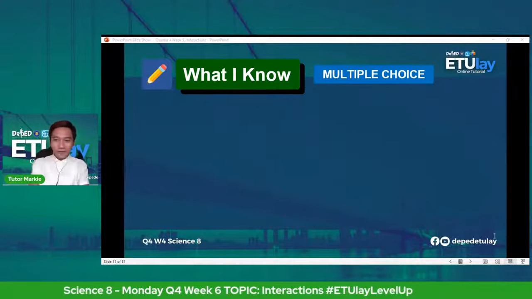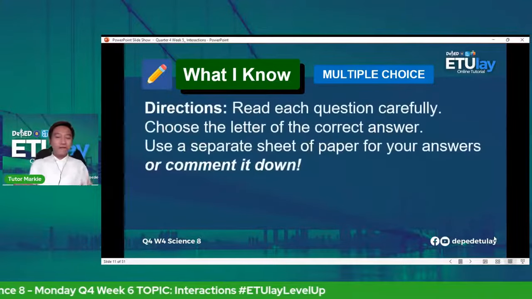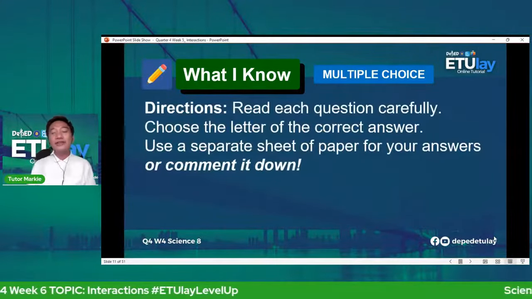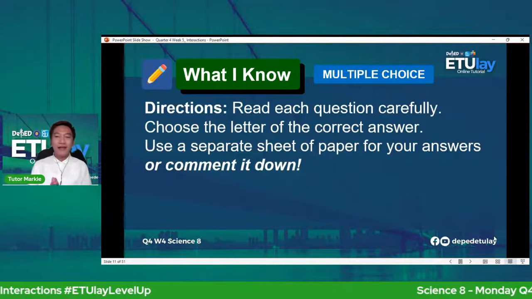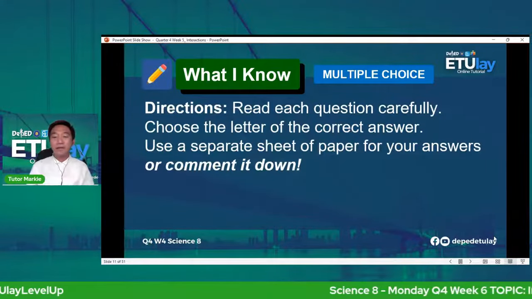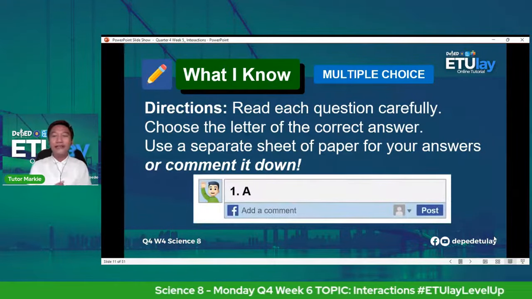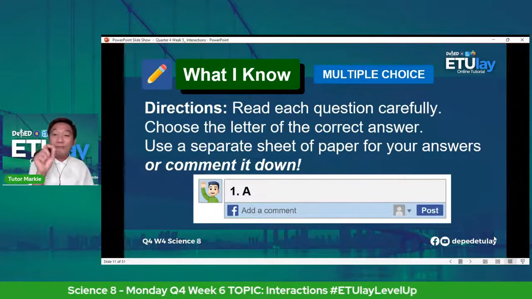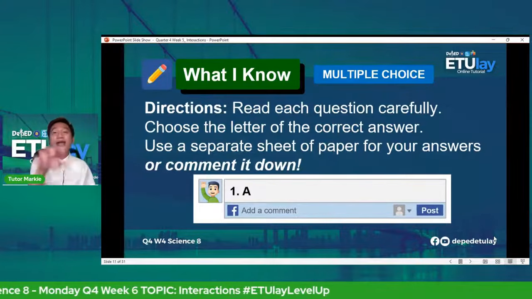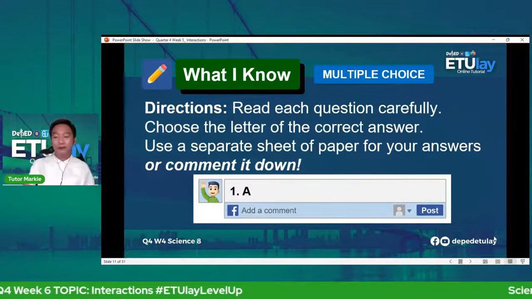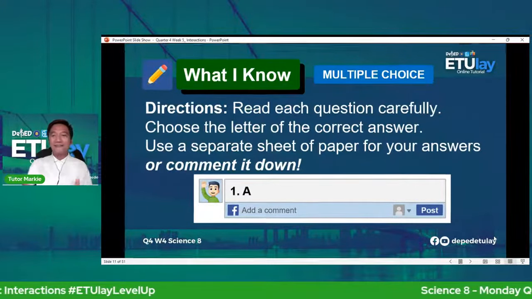So, are you ready? So, let's start. So, the directions: read each question carefully, choose the letter of the correct answer, and use a separate sheet of paper for your answers or comment it down. So again, grade 8 learners, do not forget to type the number and then your answer, the letter of your correct answer. All right, let's begin.